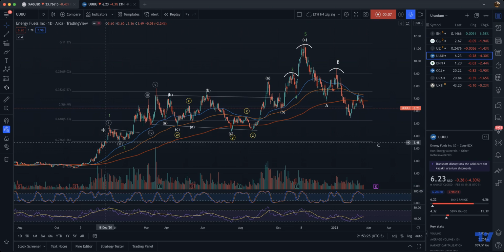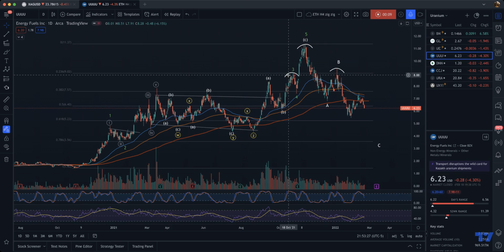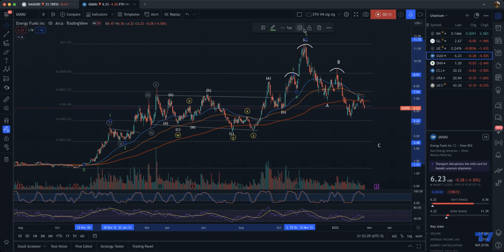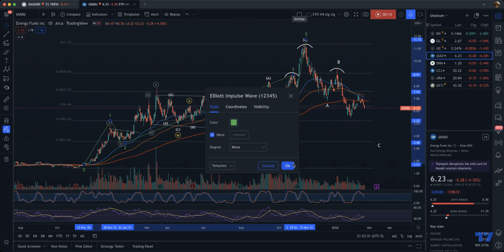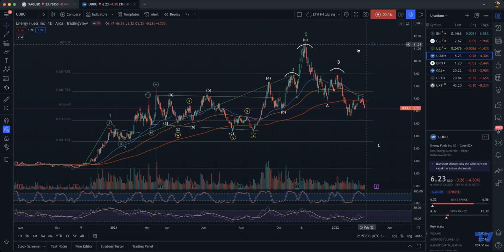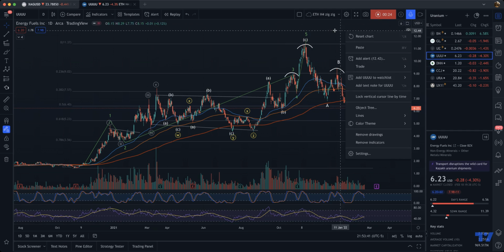Okay, so this entire move here I'm counting as 5 up. Here's what it looks like. Kind of a parabolic 5, but it all fits. Here's the 1, 2, 3, 4, 5. The 3 is the longest, which is typical Elliott Wave.